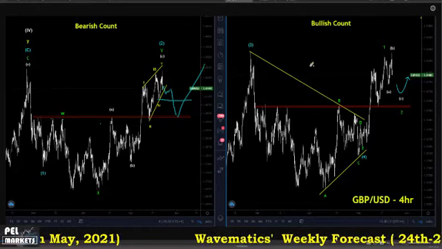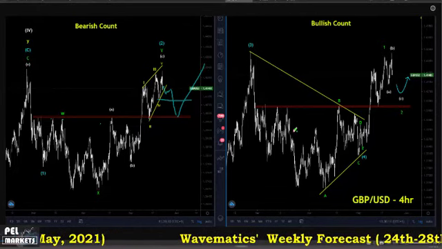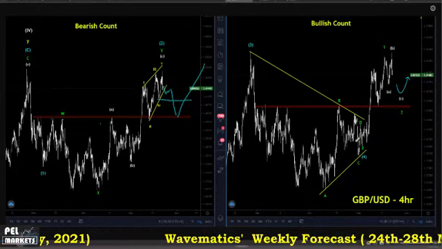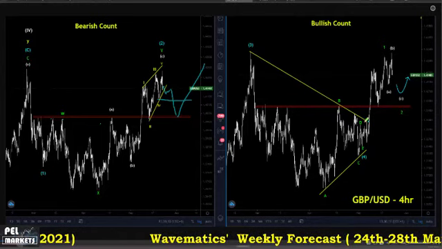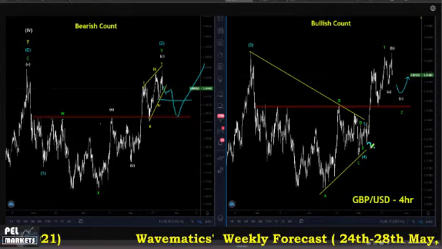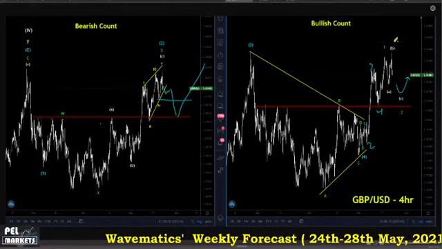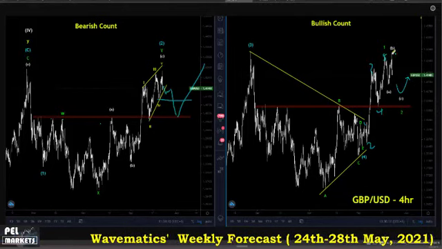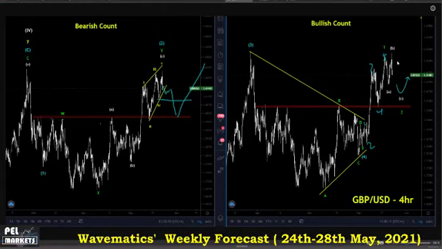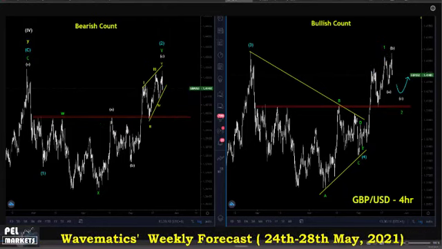If you look at our bullish count, we had this complex triangle we were looking at the other time. With that, we have wave 1, wave 2, wave 3, 4 and 5 for green wave 1. So with that, we are looking at an ABC correction.